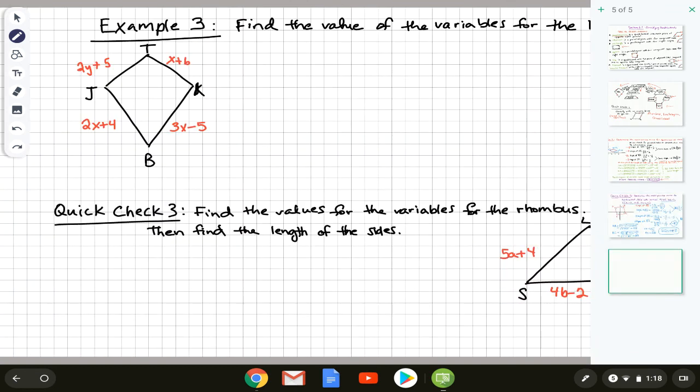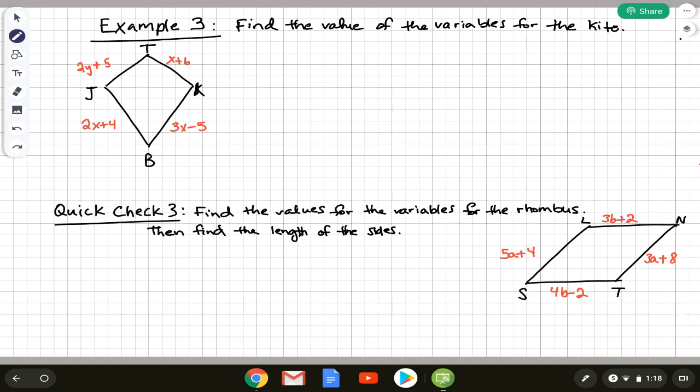Okay, now one more kind of example so that you can see other things you might do. They may give you a picture and tell you what kind of figure it is and then ask you to find a variable. So in example 3, JTKB is a kite, and they're asking me to find the values of the variable. Now I have X's on most things, but on this one it's a Y, so I'm going to use it last. But remember, with the kite, the top two adjacent sides are equal, and so are the bottom two.